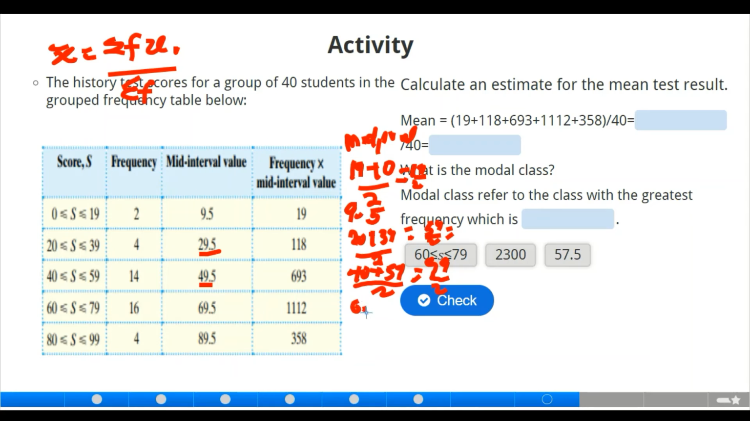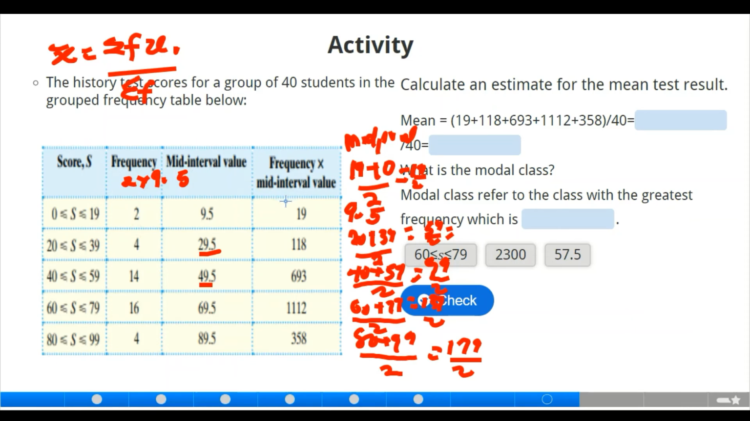Then we come to 60 plus 79 divided by 2. I believe that should be 139. 139 divided by 2 will give us 69.5. And the last one, which is 80 plus 99, we divide by 2. I believe that should be 178, right? So 179, rather. 179 divided by 2 will give us 89.5. Having gotten that, we can now multiply our midpoint with the frequency, that is 2 multiplied by 9.5.